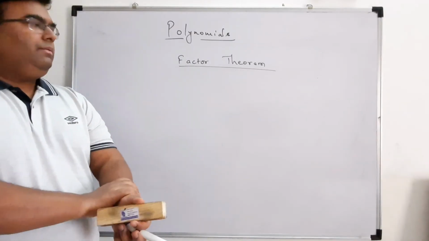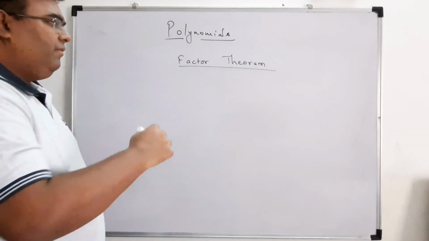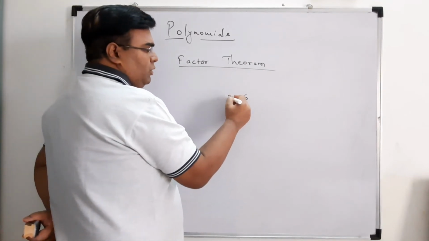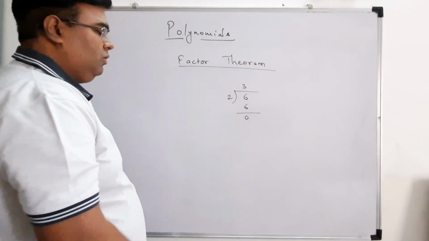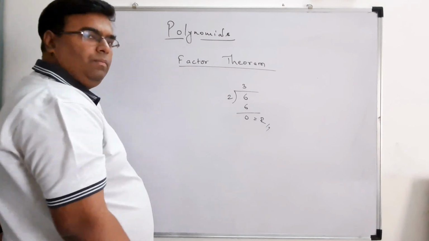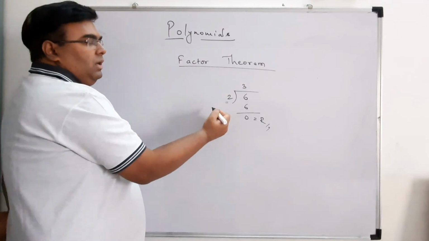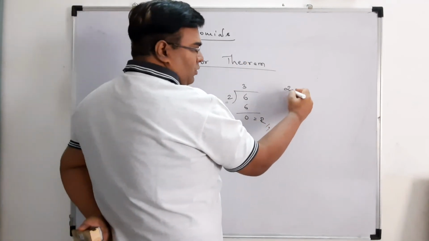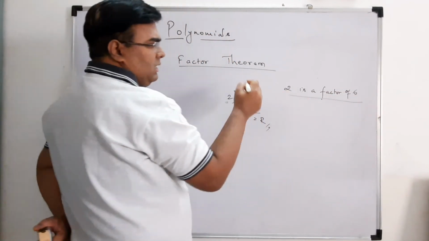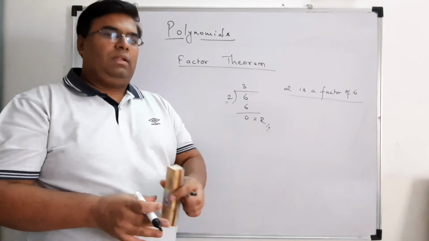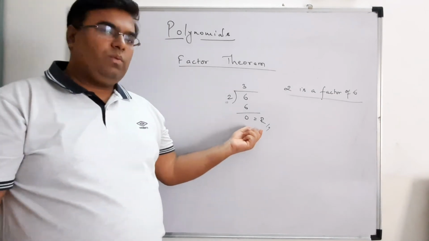Now let us learn another concept, which is the factor theorem. It is similar to the remainder theorem. Okay, suppose we divide the number 6 by 2, simple division, right? So my remainder is what? 0. Now if the remainder is 0, we can call this 2 a factor of 6. We can write 2 is a factor of 6. It is the definition of a factor, that a factor basically divides the number exactly, right? So the remainder is what? 0.